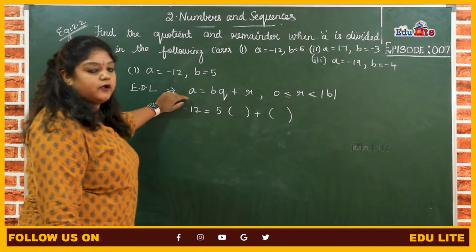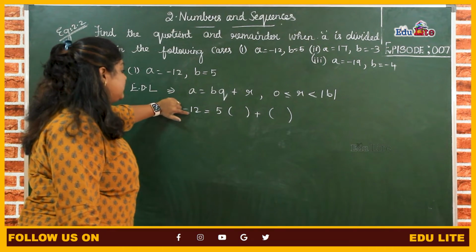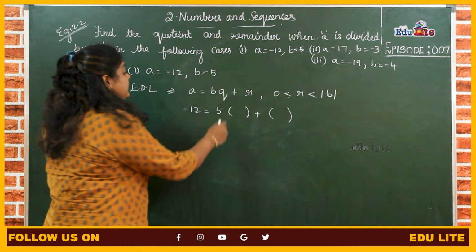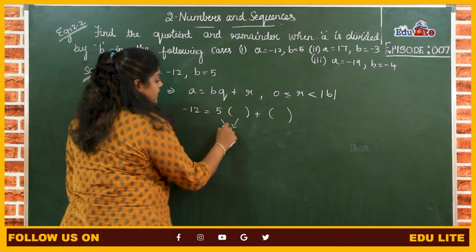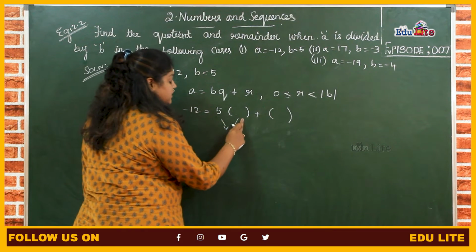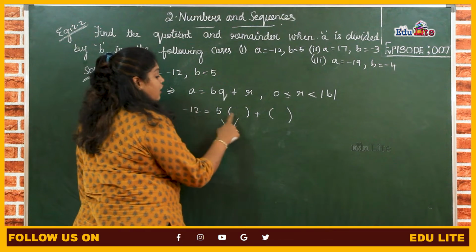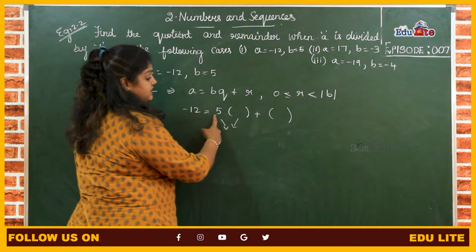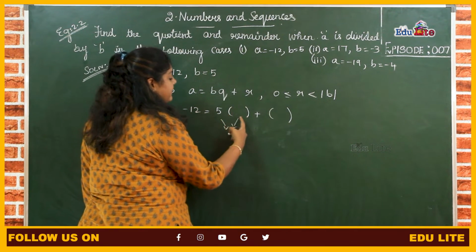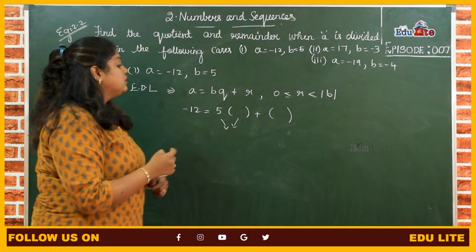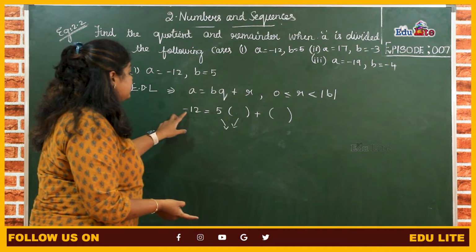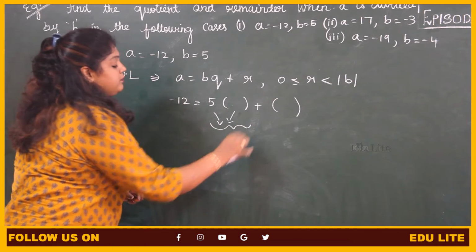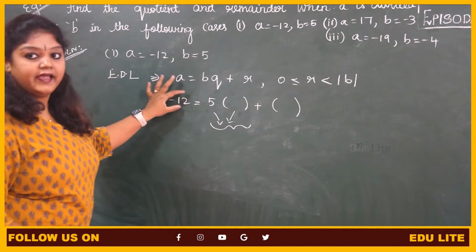Now in this problem, the A value given to us is negative. If the dividend is negative, either the divisor or the quotient must be negative. The divisor given in this problem is positive, so we have to choose the quotient as negative. Also, one more thing to keep in mind: when the dividend is negative, the product of these two must be greater than minus 12 in magnitude.